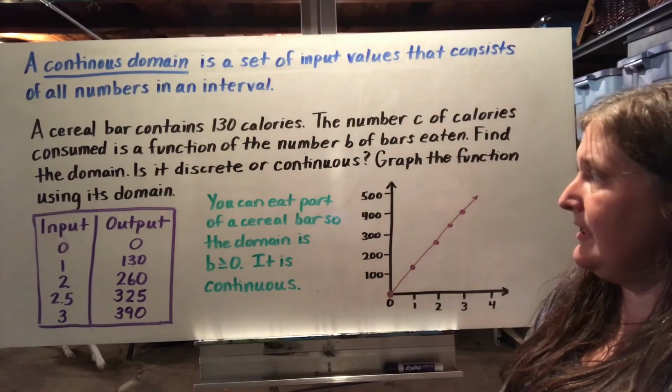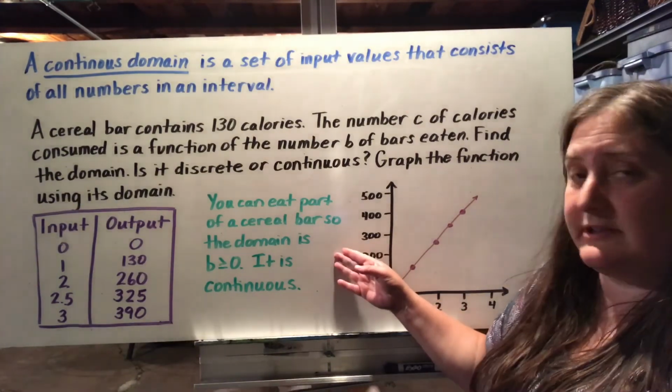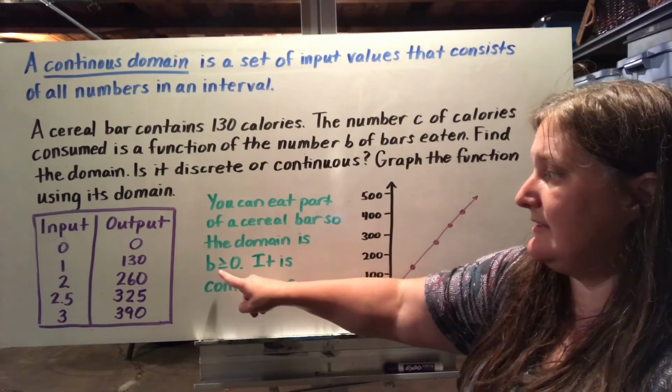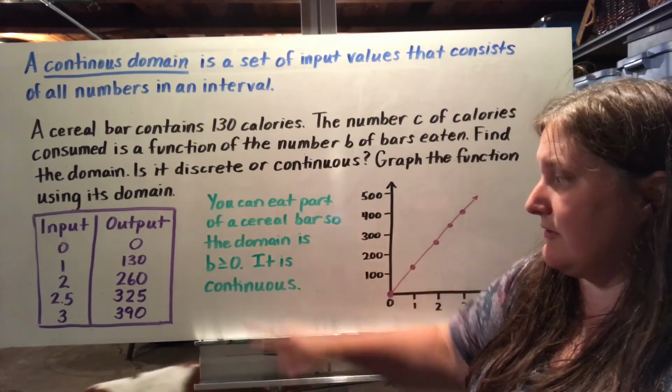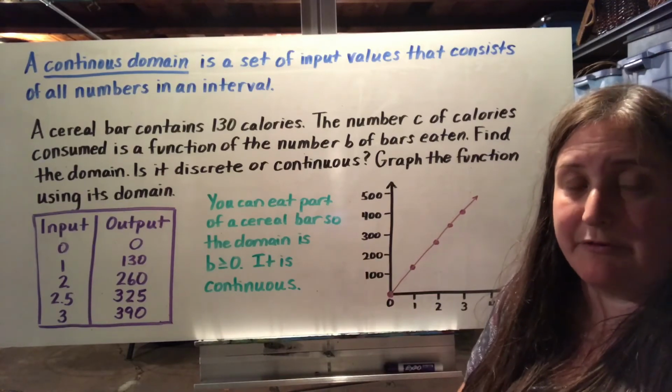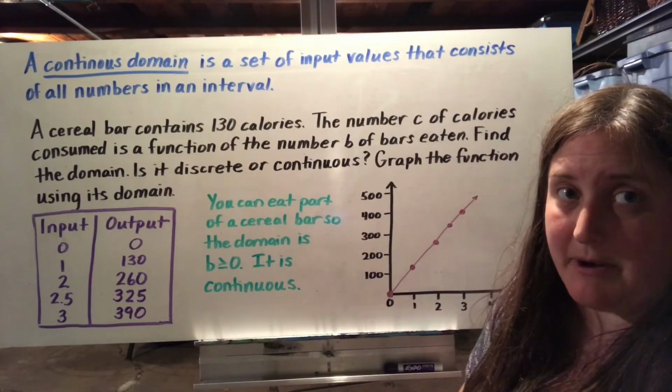Since I can eat part of a cereal bar, the domain here, the number of bars eaten, is anything greater than or equal to 0. This would mean it's continuous. I can eat half a bar. I can eat a quarter of a bar.